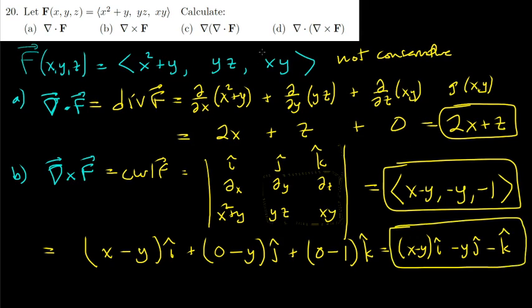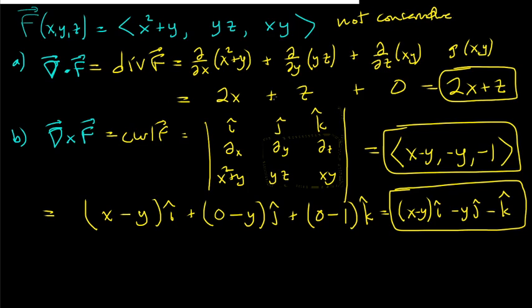Okay. Part C now is this weird thing. It's basically like a second derivative. It's del of the divergence. So we already calculated this thing. This is the divergence. In fact, I called it little g here.